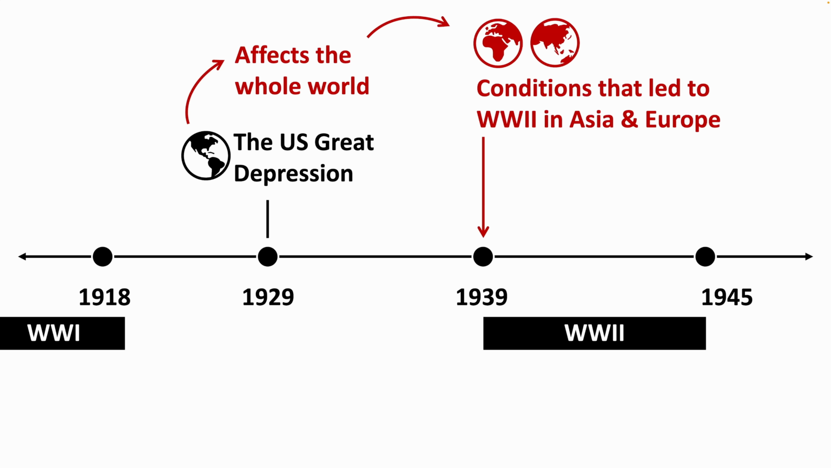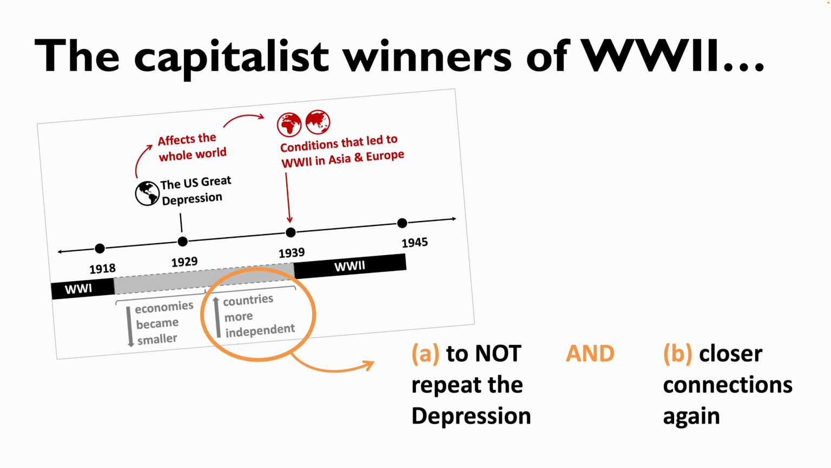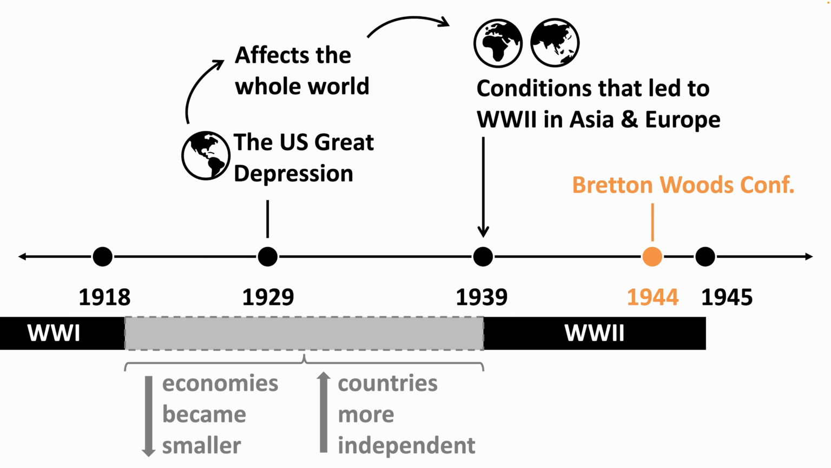In many ways, the Great Depression contributed to creating the conditions that led to the beginning of the Second World War in both Asia and Europe. Because of that, the period in between the First and Second World War was one in which economies became smaller and countries tried to be less dependent from one another. The capitalist winners of World War II were determined to not repeat the Great Depression, but they also wanted to promote closer connections. So there was a conference, the Bretton Woods Conference in New Hampshire in 1944.